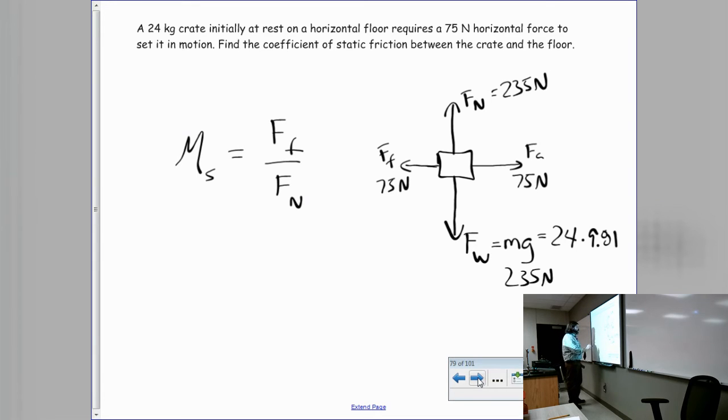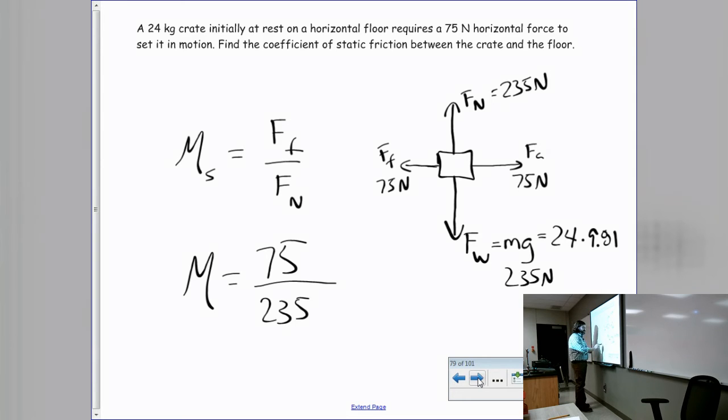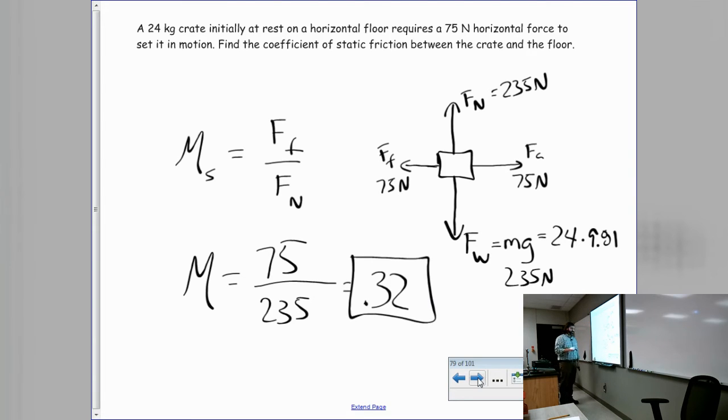Okay, well, that is all we need to know to be able to solve this problem. The 75 newtons is our friction force, and our normal force is 235. So 75 divided by 235 is 0.32. That is our answer. Now, there are no units to coefficient of friction because it's a ratio. 75 newtons over 235 newtons. Newtons and newtons cancel out, so this is just a ratio of forces telling us how sticky the material is. Coefficient of friction.